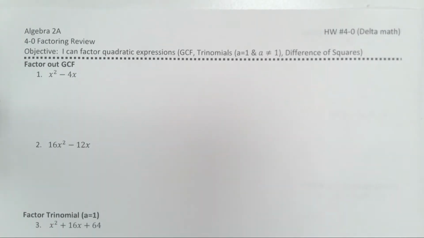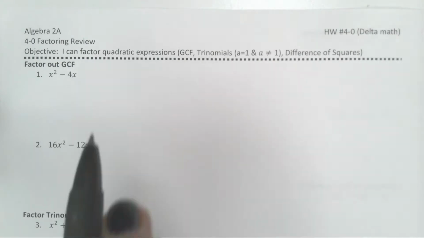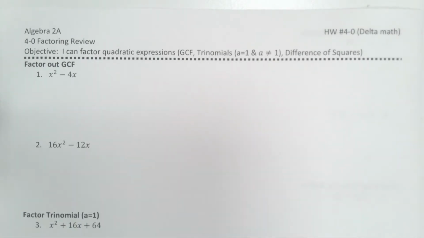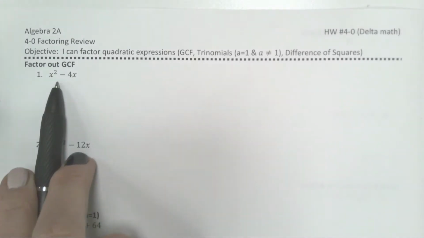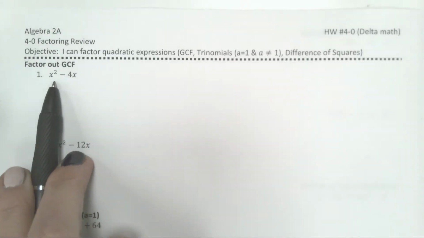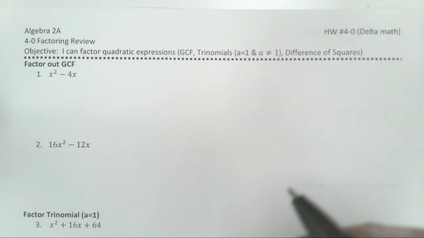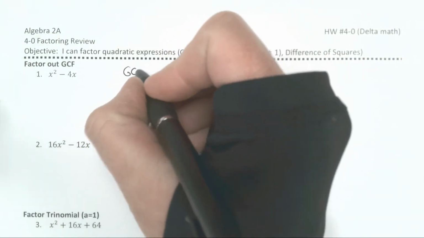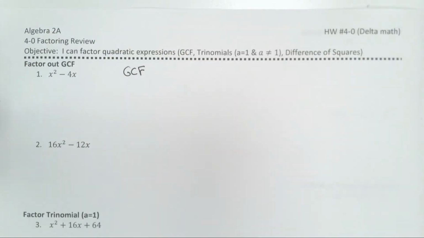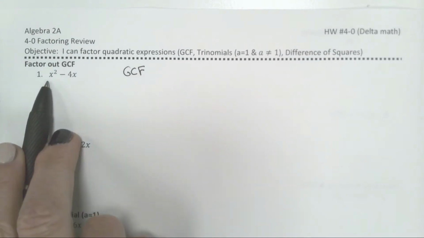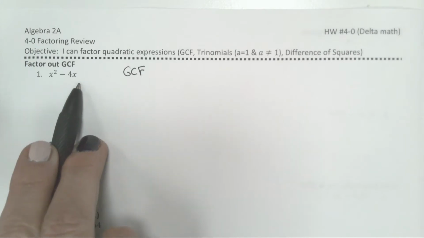Hey Algebra 2, today we're going to factor a bunch of different quadratics. The first quadratic that we're going to do has an x squared and an x term. So when everybody has a variable, we are going to factor out the GCF. That stands for the greatest common factor. So it's what is the most amount of x's that each term has?